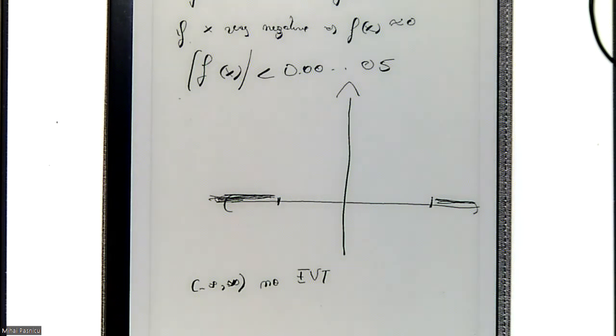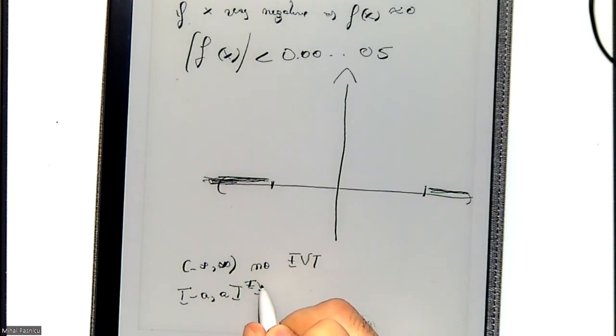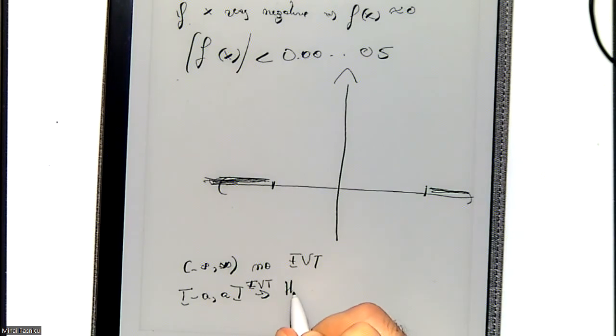But what if my interval was of the type minus a to a? I think he uses a, where a is some big number. What if my interval looks like this? Can I apply extreme value theorem to this? Yes, that's the idea, that I can apply extreme value theorem to this. This has a maximum.